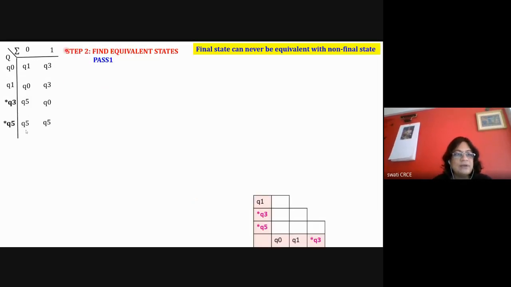So in pass one of finding equivalent states, this is my transition table. This is my DFA now, and I have to minimize it. To minimize this in pass one, we start from Q0, the smallest number. Q0, Q1, Q3 I'll write. So start from Q0 horizontally. First you write horizontally, and remember to start from Q0.